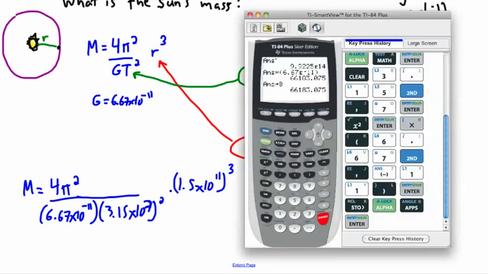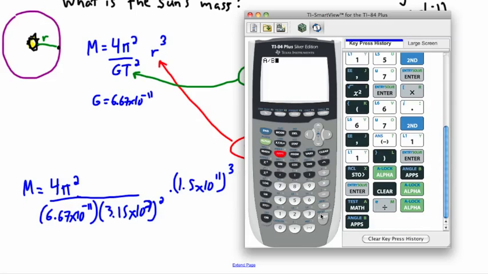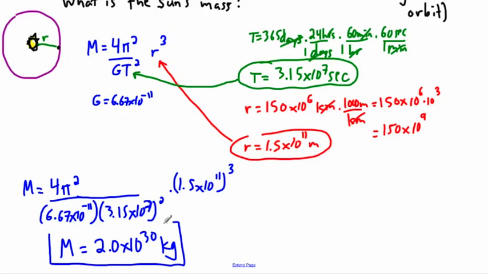So in this case, it's going to be A divided by B. And I get an answer of 2.0 times 10 to the 30. So that's going to be my answer here. So M is going to be equal to approximately 2.0 times 10 to the 30 kilograms. That's going to be my mass of the sun.